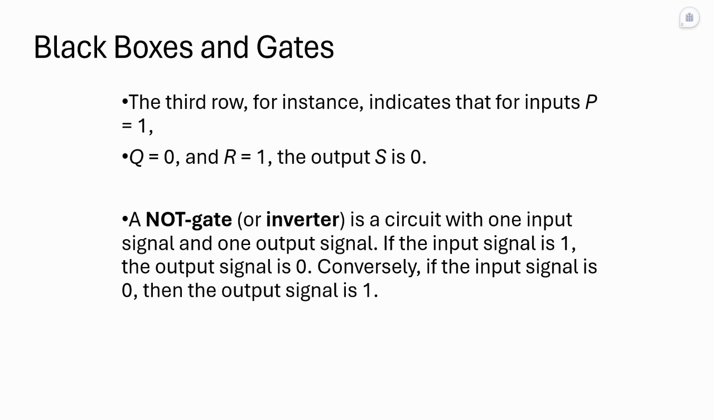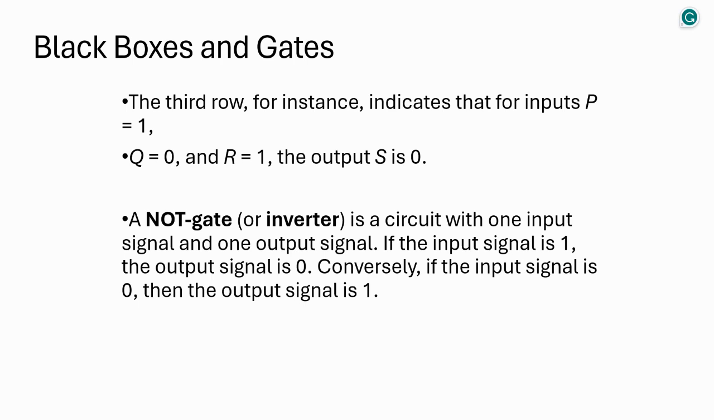So it says the third row, for instance, indicates that for inputs P equals 1, Q equals 0, and R equals 1, the output S is 0. All right, so that's a little bit about black boxes.